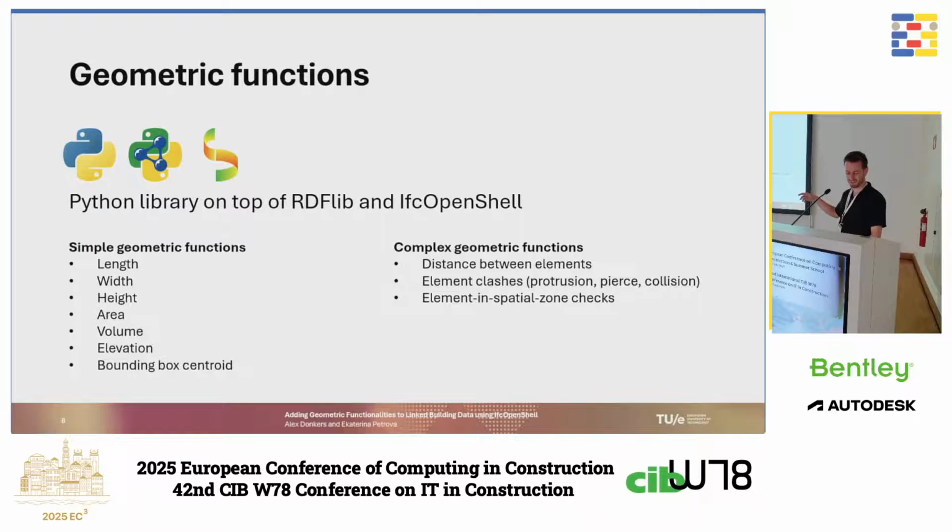So based on that methodology, we built this geometry engine in Python, which runs on top of RDFlib and IfcOpenShell. And we built, at this point, 10 functions that can help us to calculate geometries of things in linked building data graphs. So we can calculate the length, the width, the height, the area, etc. So simple stuff. But we can also do a bit more complex things like the distance between elements, whether they clash and what type of clash they do, and whether elements are in zones or zones are in zones, etc.